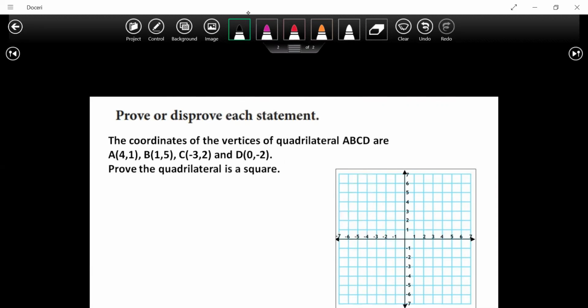Okay, let's look at this last one. Let's plot this last one. We're going to go over 4, up 1. So it's the last one, the bottom left, or the bottom right. I'm just kidding. I'm going to graph this one smaller because I'm trying to make room for it. Over 1, up 5. Back 3, up 2. And then 0, negative 2.